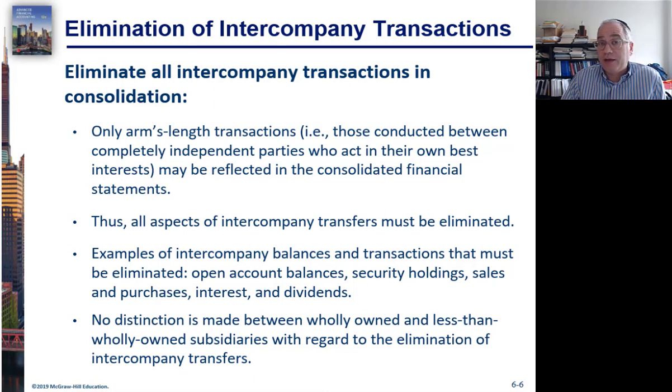So if you have payables and receivables between affiliates, they need to be eliminated. If you have a parent that holds stock in a sub, obviously that investment is going to be eliminated. Sales, purchases, interest, dividends, all this is going to be eliminated. It doesn't matter if the parent owns 100% of the sub. It doesn't matter if the parent owns 51% of the sub, as long as the parent has financial control, then you're going to need to eliminate these transactions.